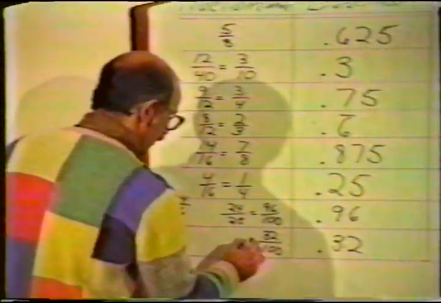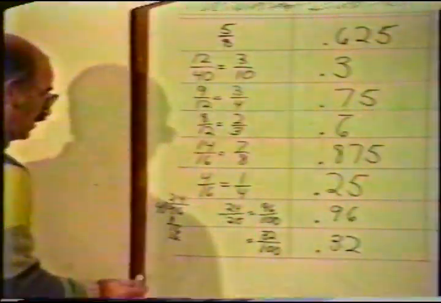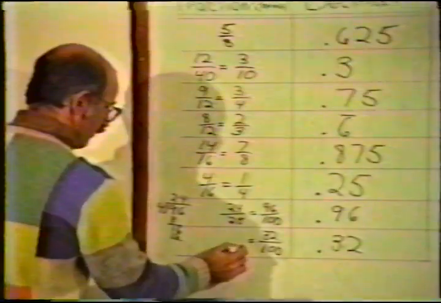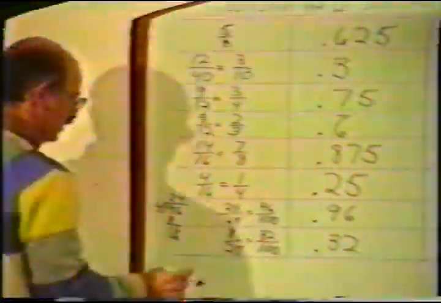Can we reduce it? Yes, by hitting them with 4. 4 into 100, 25, and 4 into 32, 8. 8/25ths.